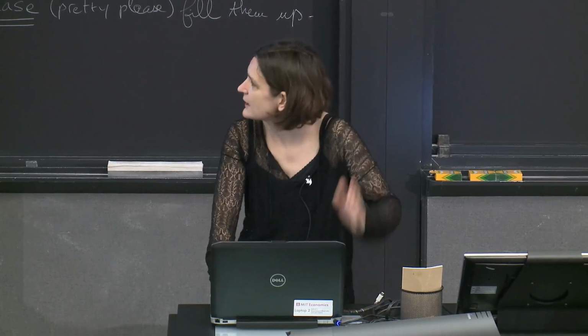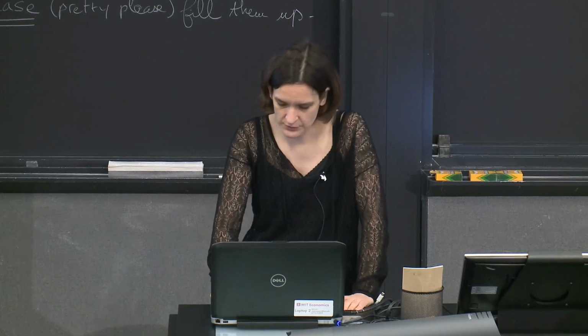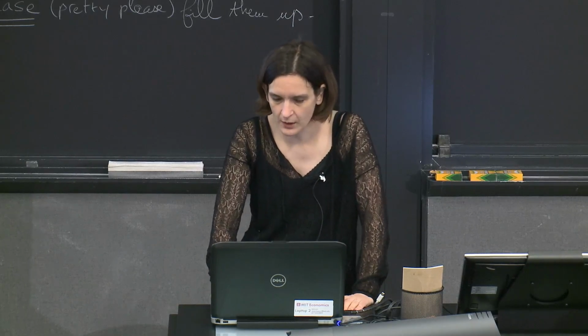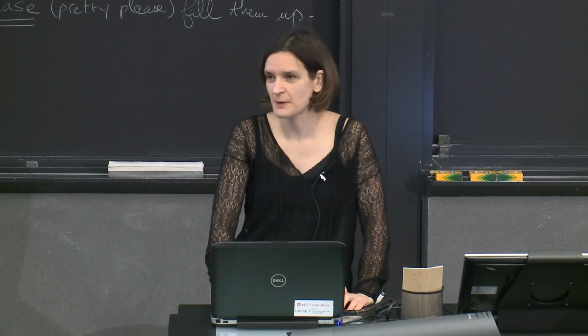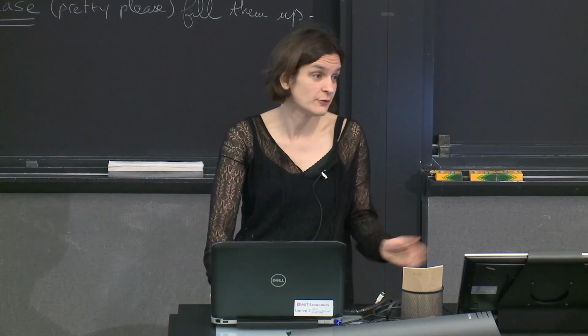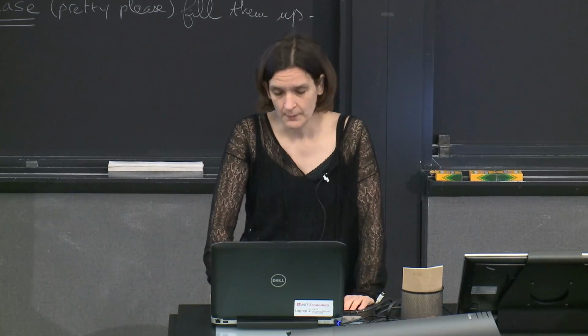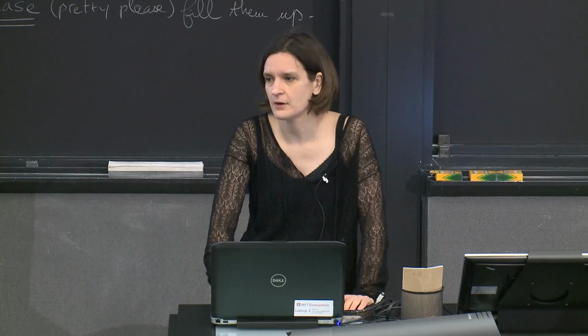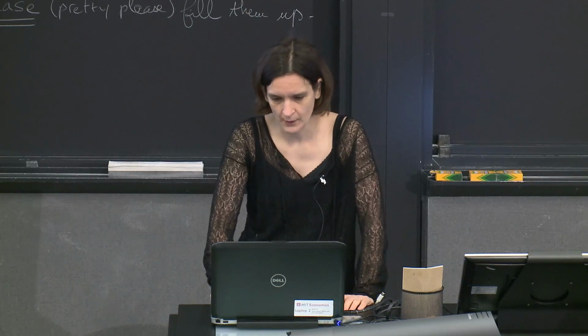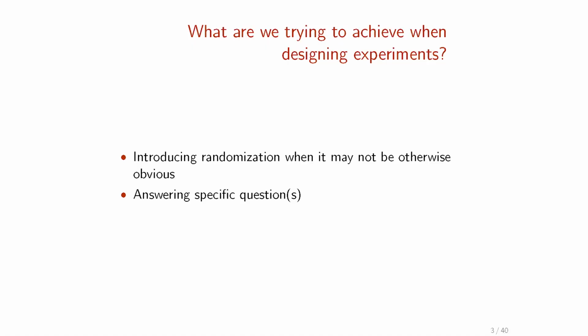So these are the types of things that you want to think about in advance. Of course, as you do the experiment, there are many other things that you need to be thinking about as things go along. But these are the things you need to think about before even going to the field. And why? What are we trying to achieve when designing experiments? What are the things that we want to do?